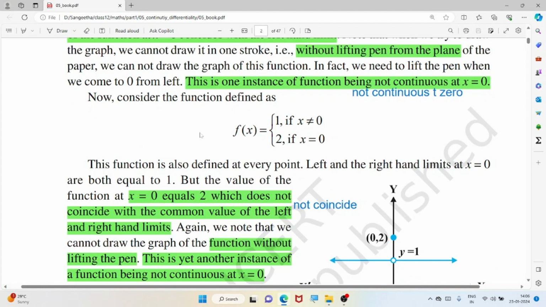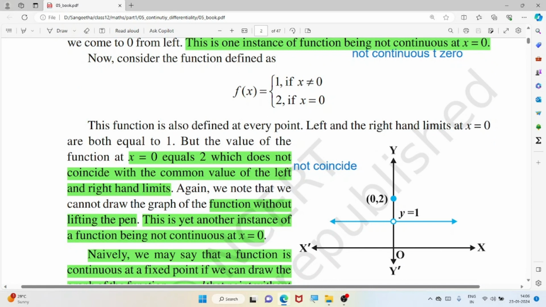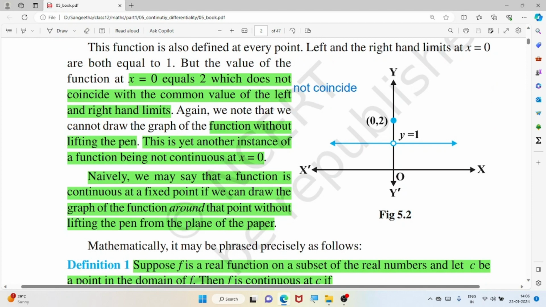Now take this example. Here the value of this function is 1 for x not equal to 0, so this side is 1 and this side is also 1. But it is not defined the same way at x equal to 0, where the value is 2. Here also there is an abrupt transition. Without lifting the pen we cannot draw the graph of the function. This is yet another instance of the function being not continuous at x equal to 0.